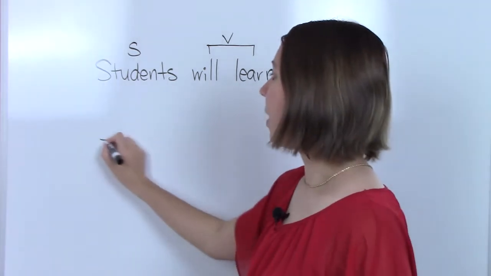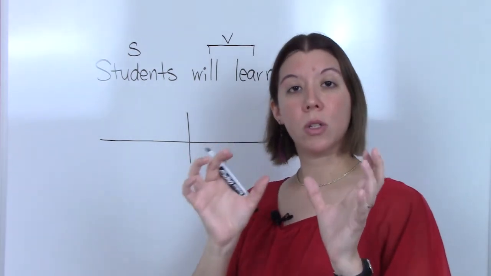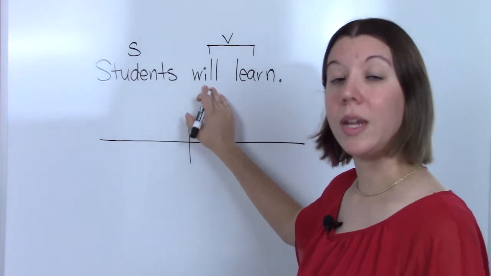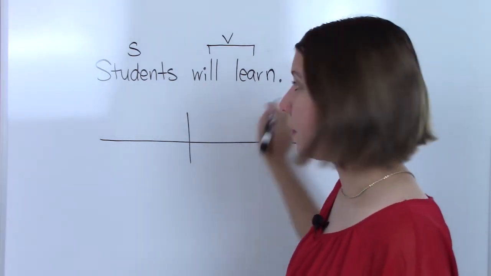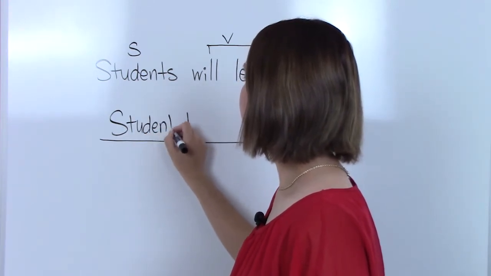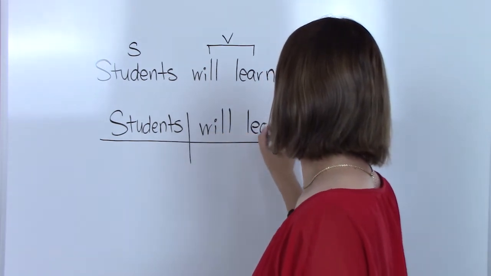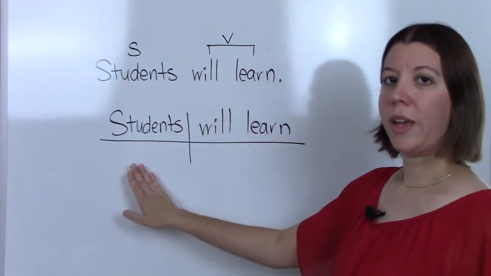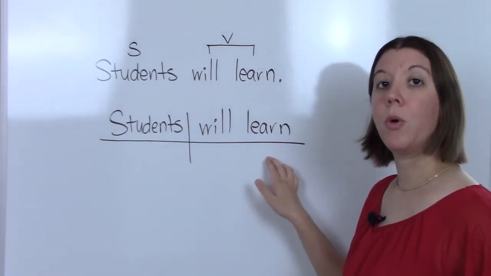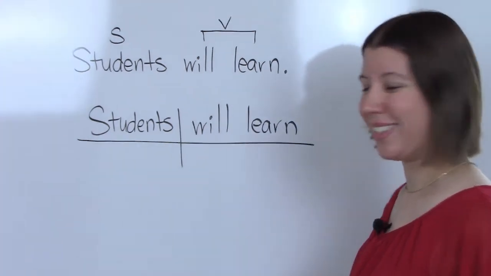When I diagram it, it's the same as before, I just have 2 words to go in the verb section instead of just one, because one of them is a modal auxiliary. It goes with the main verb. So I have my subject, students, and my whole verb, both words, will learn. Let's try another one.